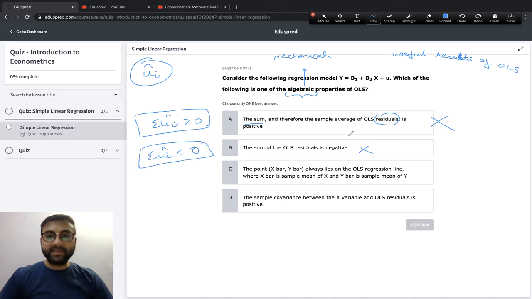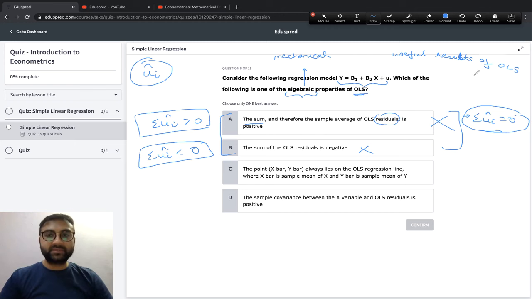Okay. Why are these two wrong? Because we know that if we work with the method of OLS for this particular model, we are going to get the sum of the residuals equal to 0. Okay. So this is what we get, right? The summation of u_i hat comes out to be equal to 0 if you're working with the method of OLS.